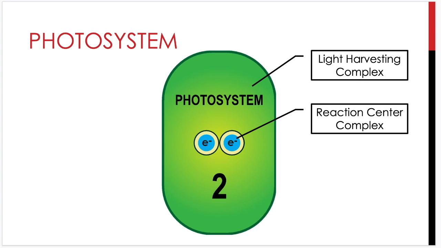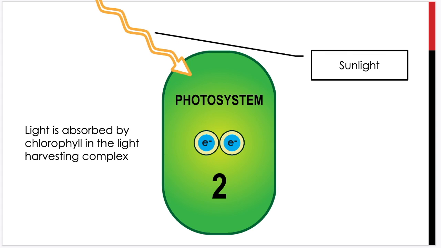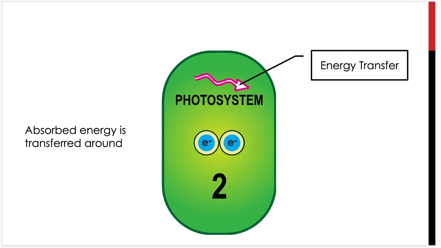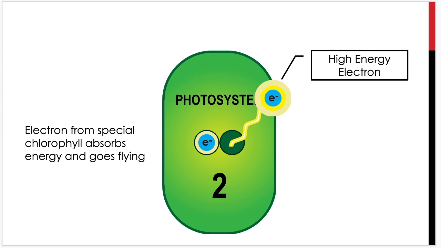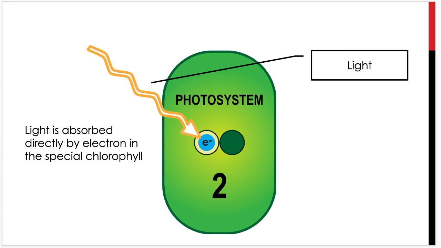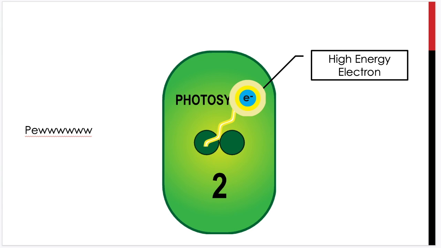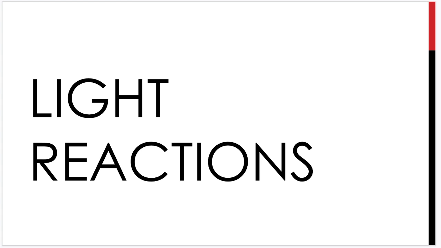Here is our photosystem 2. So we have the light harvesting complex and the reaction center complex with the two special chlorophylls in the middle. When light is absorbed, the pigments transfer the energy to the reaction center, and then pew, that electron goes flying. Or the light doesn't have to hit the other pigments, it can hit the main pigment directly in the center, and pew, that high energy electron starts going out.